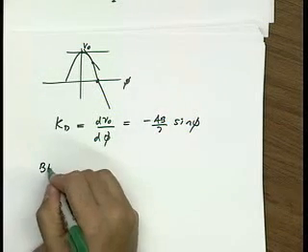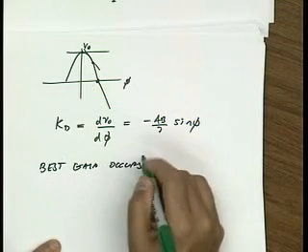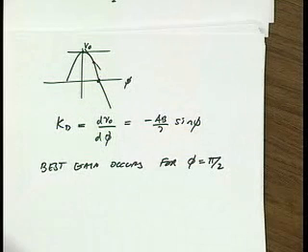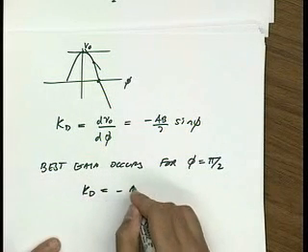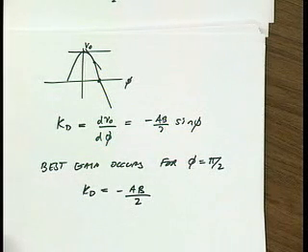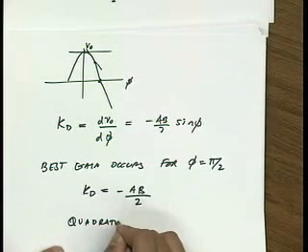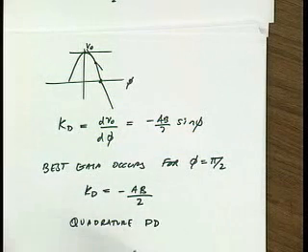So the best gain occurs for phi equals pi over 2. And at that point, the gain is basically AB divided by 2. This is sometimes called a quadrature phase detector because it likes to operate in quadrature to give you good gain.